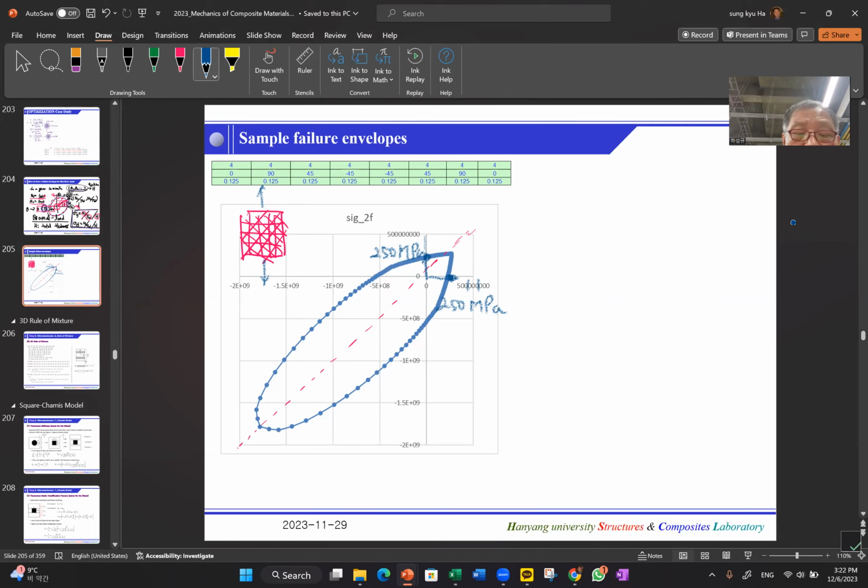And another point is this point, that point, what is that? That is the point with the same load, but with a compression. So let's say we compressed this way. What will be the strength? Well, this is the y-axis, and the compressive is here. So as you can see, we can observe that this one is higher than this, about twice. 500 megapascal is the compressive strength.